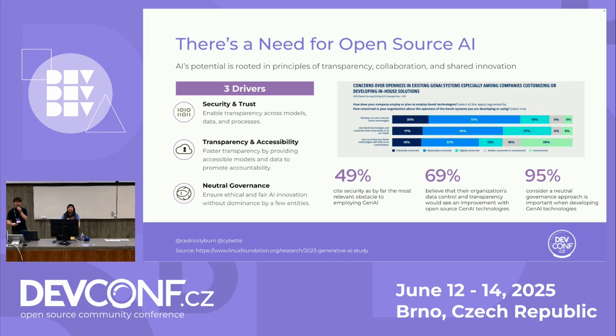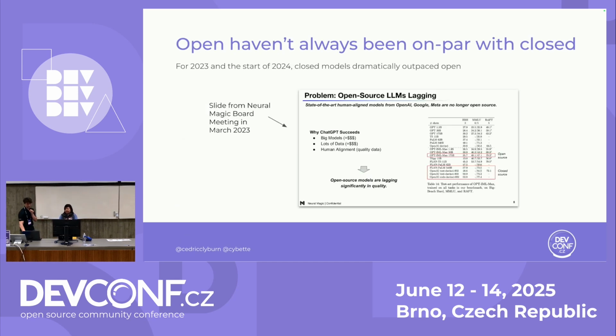And there's a Linux Foundation survey asking how many of you are concerned about openness in models if you're developing Gen AI solutions. And 80% of everyone said, hey, we are quite concerned. Security is a big concern. And almost everybody wants there to be a neutral governance for AI models. So it's quite important. And the thing is, open models haven't always been on par.